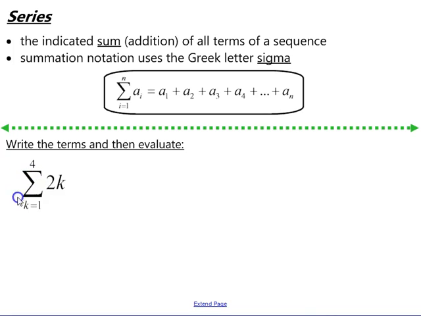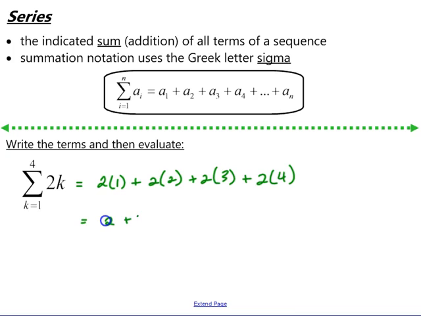So this tells us that we are going to add up all the terms from k equals 1 up to k equals 4 using the formula for the nth term, 2k. So this equals what happens when we substitute 1 in for k, and then we're going to add 2 substituted in for k, then add 3 substituted in for k, all the way up until we hit 4 substituted in for k. So this is really 2 plus 4 plus 6 plus 8, which is going to be equal to 20 as our final answer.